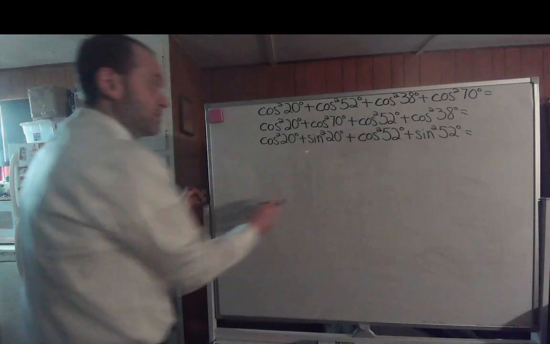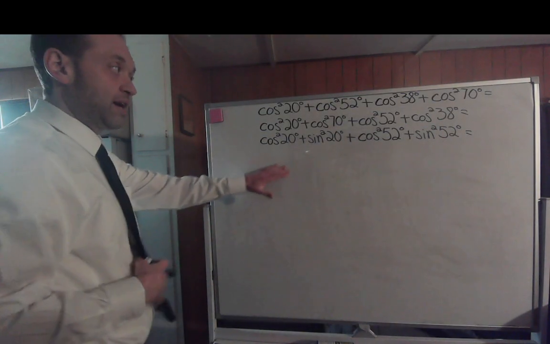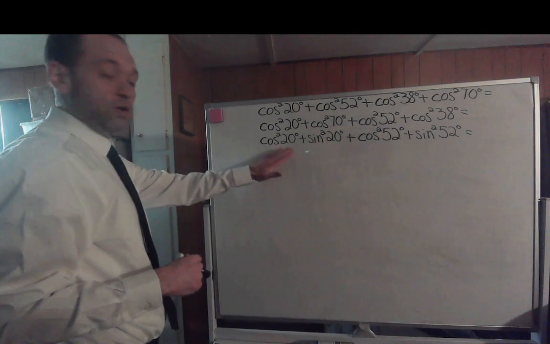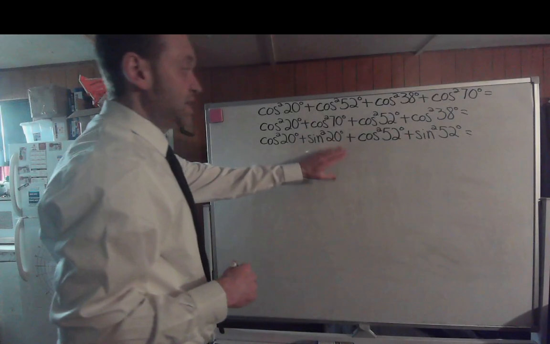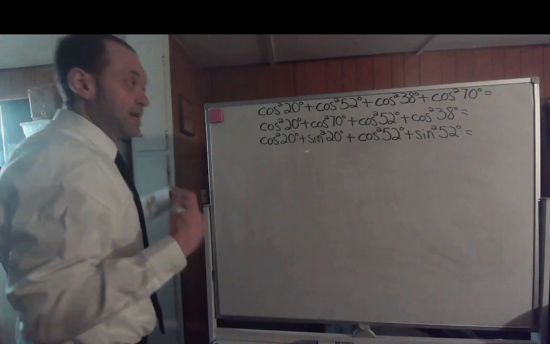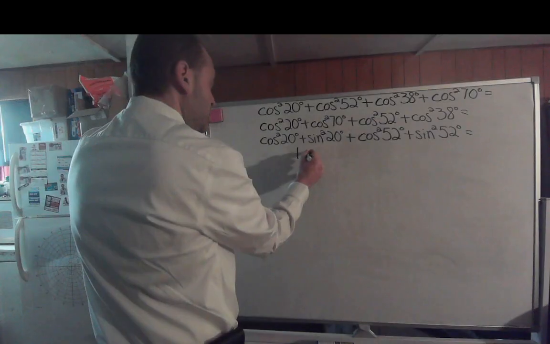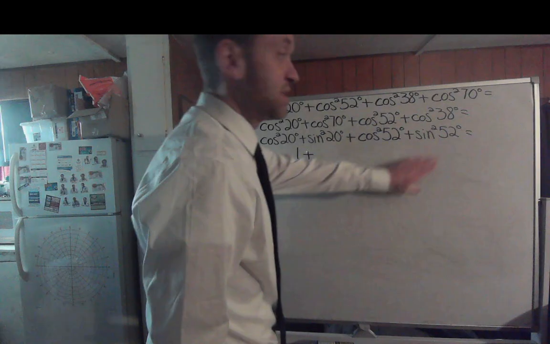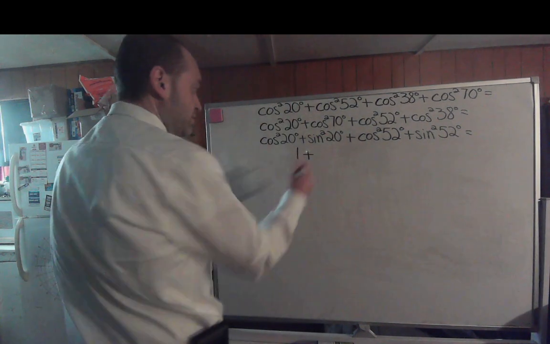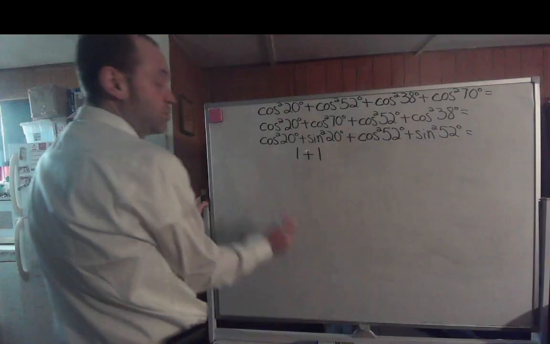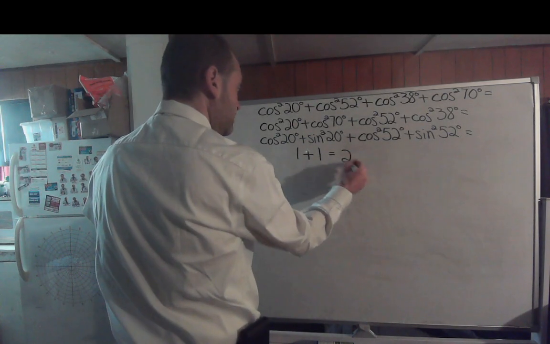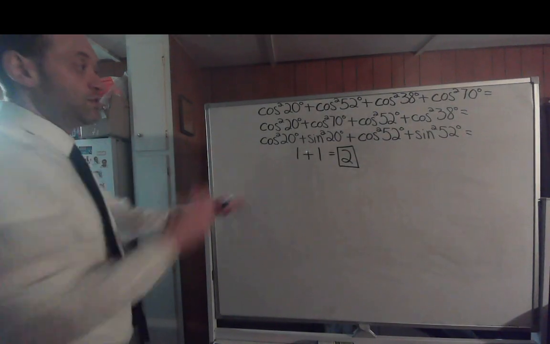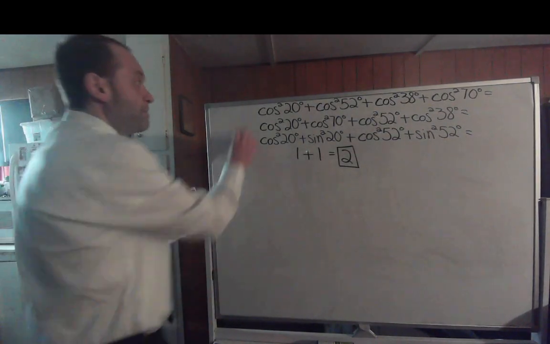Now you have something you can work with. You have the Pythagorean identities. So if you look at the first two terms, cosine squared of 20 plus sine squared of 20, that's going to be 1, plus if you take your cosine squared of 52 plus the sine squared of 52, that's another 1. So this turns into 1 plus 1, which should end up giving you an answer of 2. So the exact value you should get is 2.